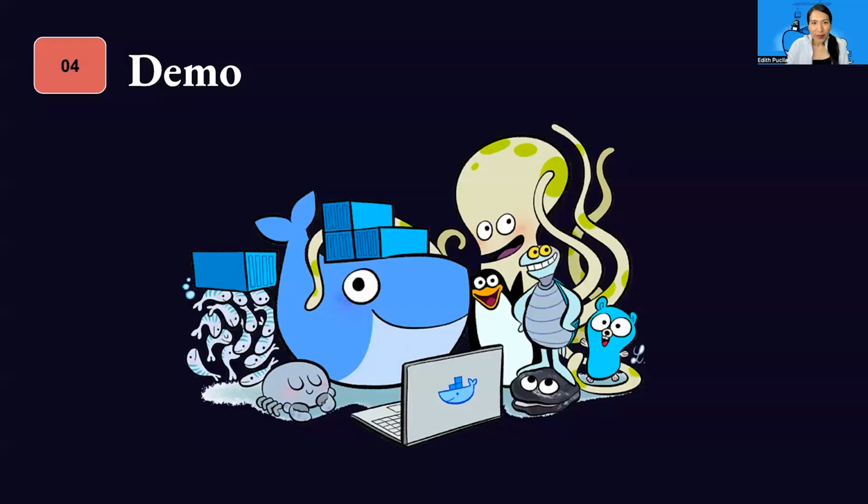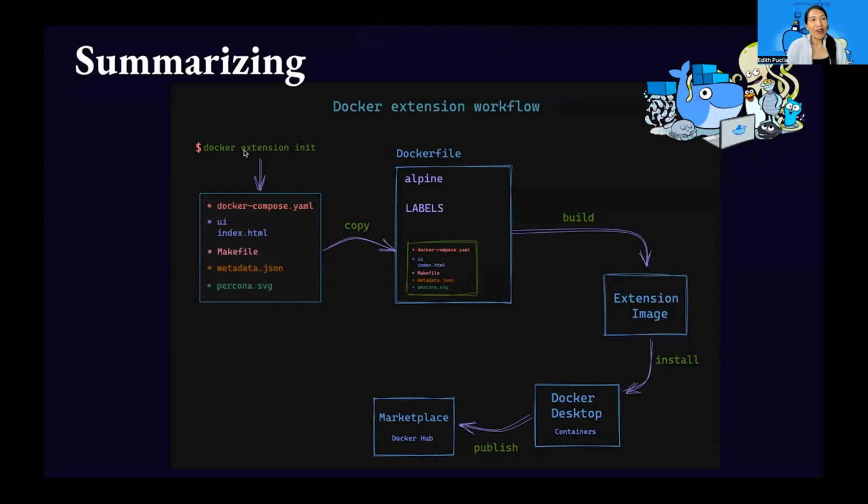Okay, let's summarize what we did. We created all these files with docker extension init. It downloads a lot of files, but I took just the ones necessary for my extension, which are the Docker Compose YAML, the UI directory with my index, which I created for my site, the Makefile, the metadata JSON, and the logo that I added for Percona. We copied all those files into the Docker file. Also, we added labels for our extension, like the description, the name, some screenshots, and the logo, and this Docker file is based on an Alpine image.